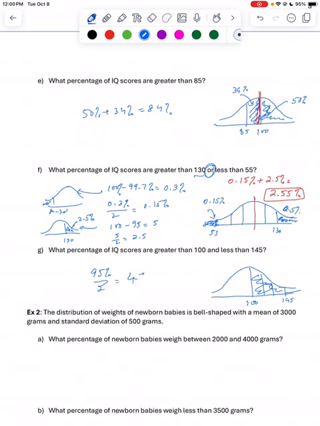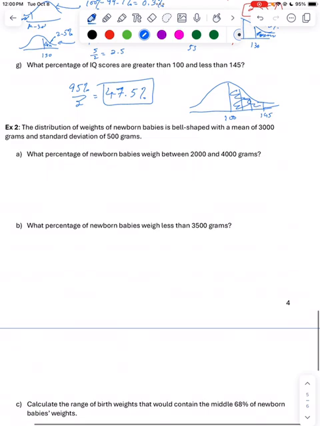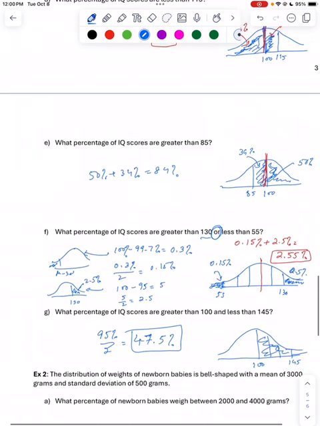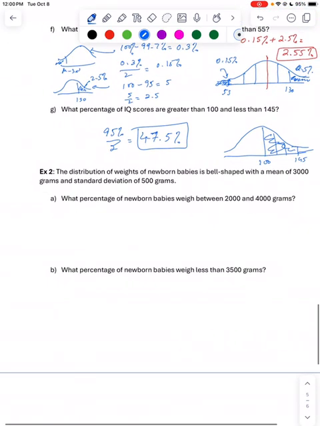So this is how you do this problem. Okay, now the next one. So it says the distribution of weights of newborn babies. Now, by the way, in the exam, we won't give you this many parts. There would be like 2 or maybe 3 parts, like in this next example. Actually, this second example is taken from one of the old exams. So it says the distribution of weights of newborn babies is bell-shaped with a mean of 3,000 and a standard deviation of 500 grams. So these are in grams.